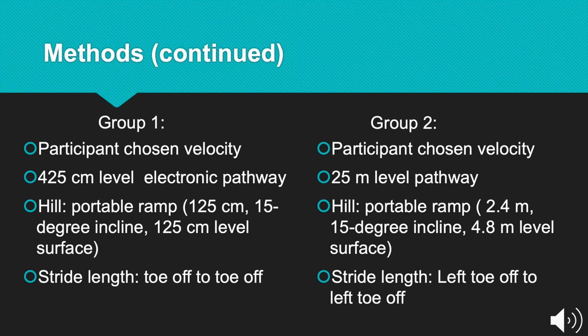Both groups were able to choose their own individual velocity, but it is important to note that there were some differences in the length of the level pathway as well as the length of the hill. Stride length for the children's group was defined as toe off to toe off. However, for the adult group, it was defined as left toe off to left toe off.